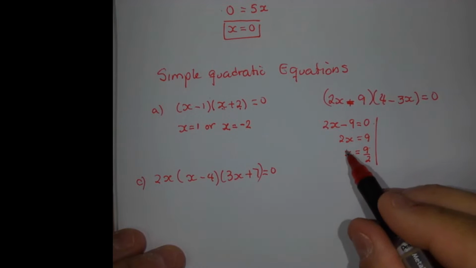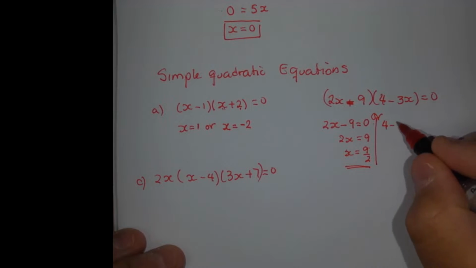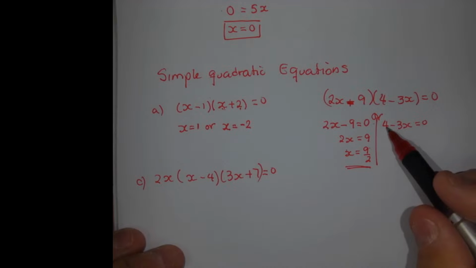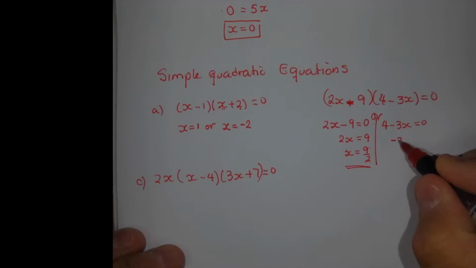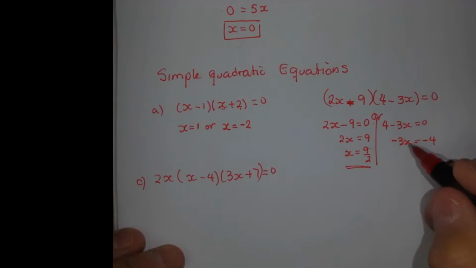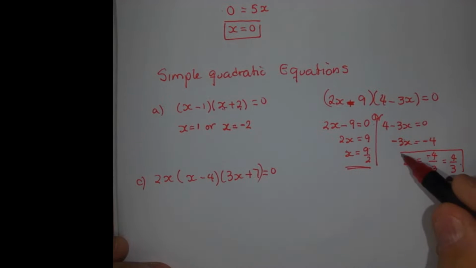So x could be 9 over 2, or the other solution will be when 4 minus 3x is equal to 0. Again, not a simple solution, or not an integer solution. So I'm going to move the 4 across to the other side. That's going to give me minus 3x is equal to negative 4. Now dividing both sides by negative 3, that's going to give me x is equal to negative 4 over negative 3, which in other words is 4 over 3. And there are the two solutions. The one solution is x equals 9 over 2. The other solution is x equals 4 over 3.